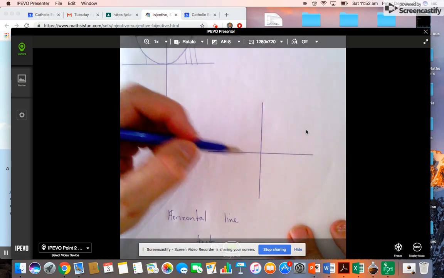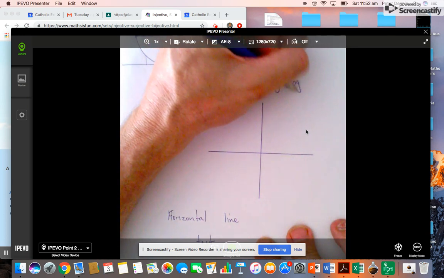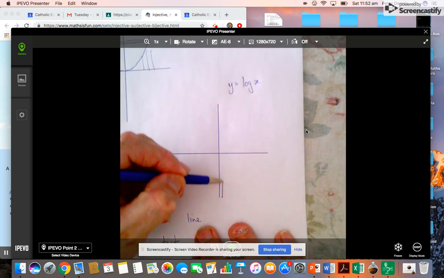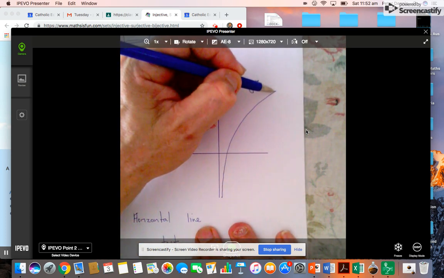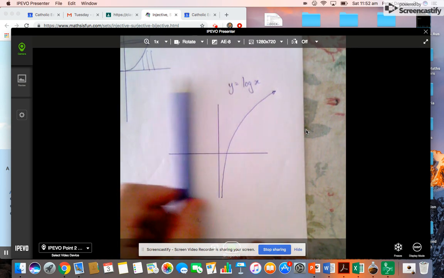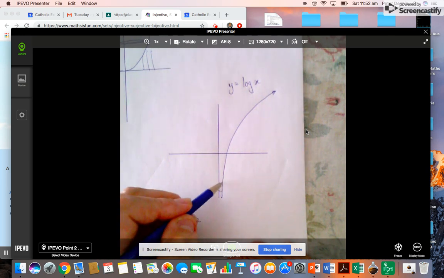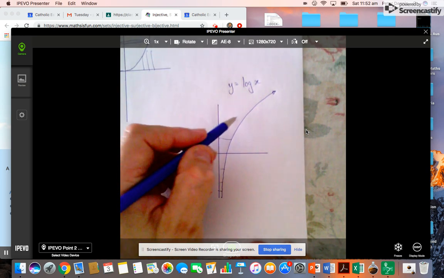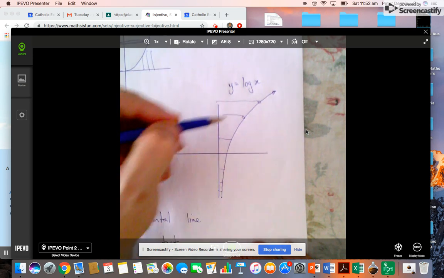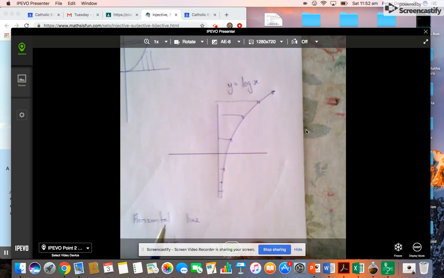Something like y equals log x. Now, we haven't looked at that, but we will soon, so we might as well see it. Y equals log x is a graph that looks like this. It doesn't exist for x equals 0, but it's still a function, and it is an injective function because, again, this horizontal line only hits it once and only once.